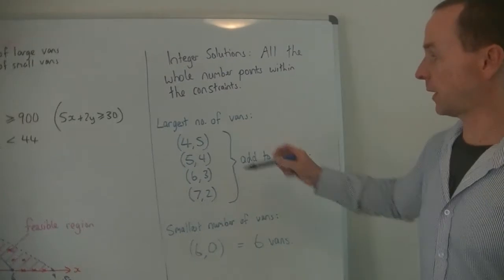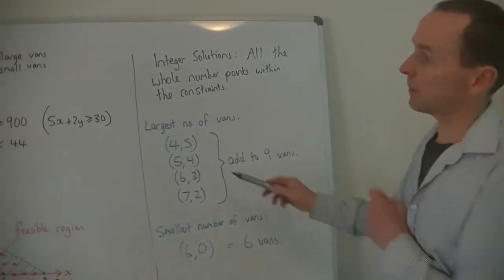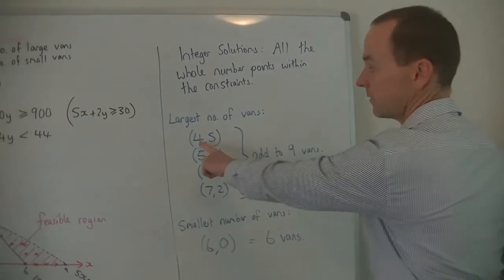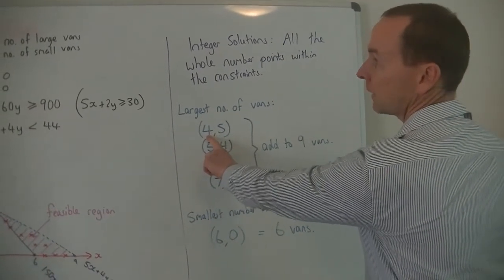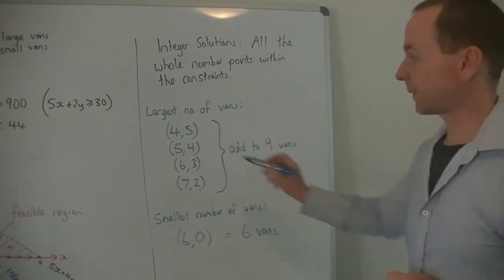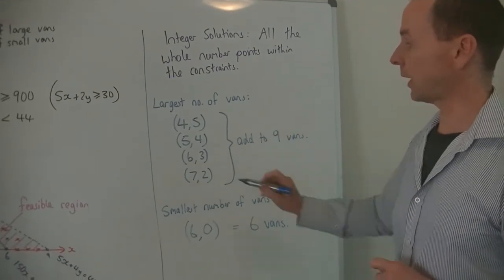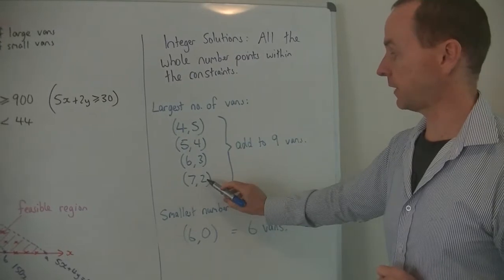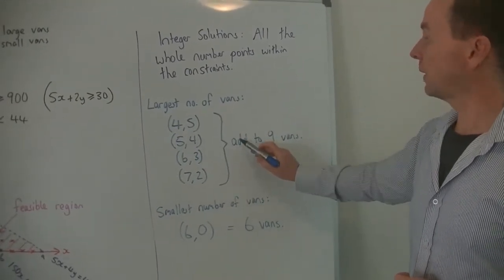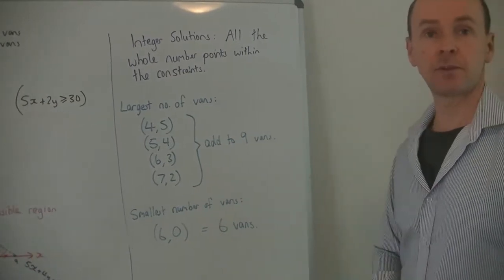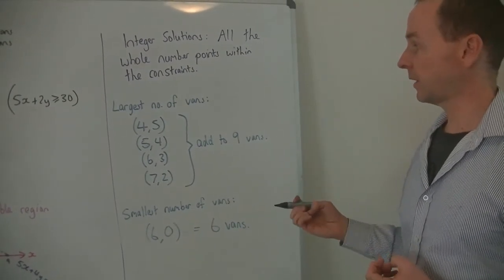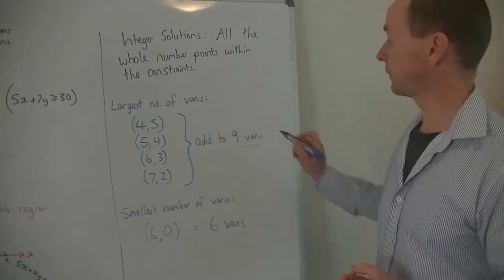So for these 4 points, remember x is the number of large vans and y the number of small vans. From that point, it's 4 large vans and 5 small vans, which totals 9 vans in total. Then there's 5 and 4, which totals 9, 6 and 3, and 7 and 2. In any of those cases, they all add up to 9 vans. So the largest number of vans that we can use is 9.